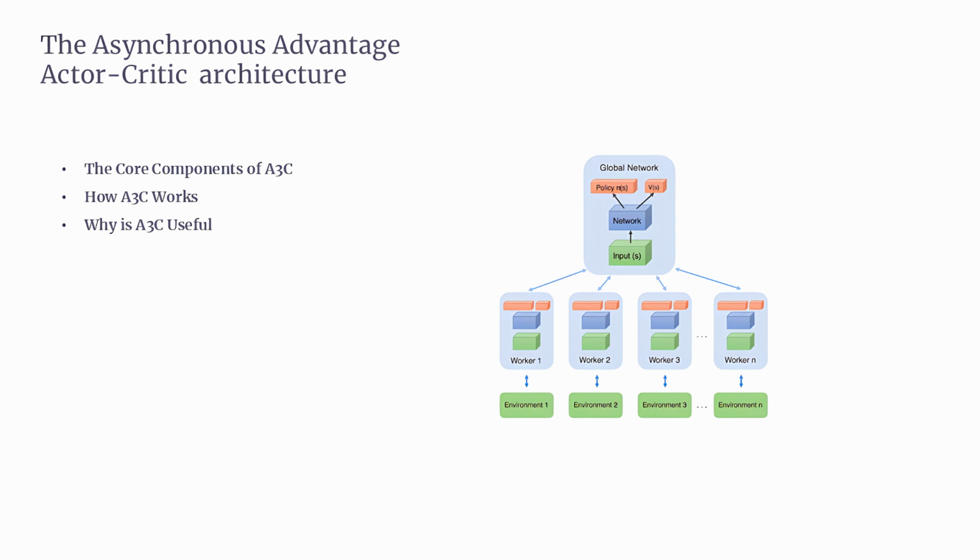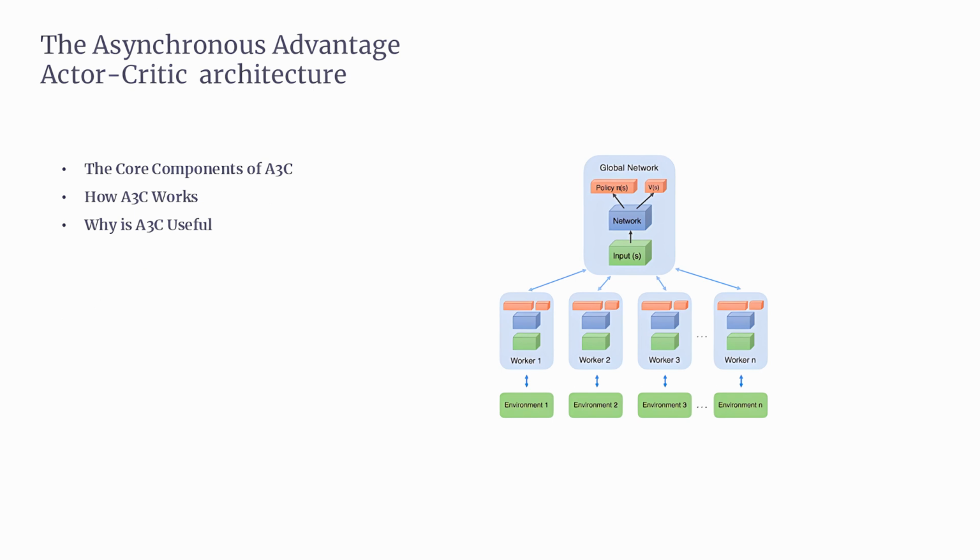The third, why is A3C useful? 1. Faster learning. Multiple agents working in parallel explore more efficiently, speeding up training. 2. Scalability. It works well on multiple machines, making it suitable for large-scale tasks. 3. Real-world applications. A3C has been applied in video games like Atari and Doom, robotics, and even traffic control systems.